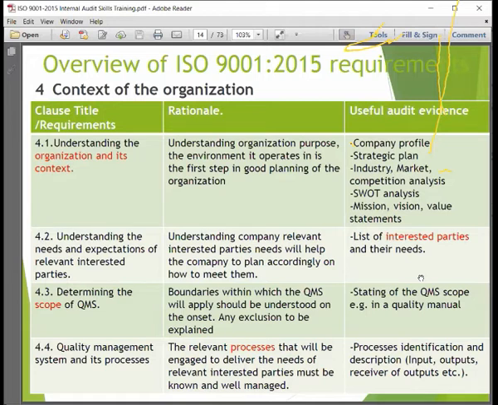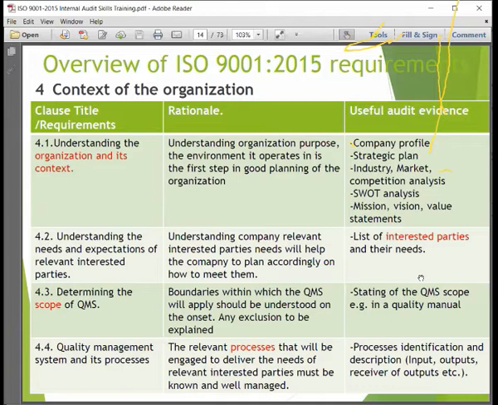And we did this in the awareness. Understanding organizational purpose and the environment it operates in is the first step in good planning of the organization. That's where it starts. That is why the requirements and the sub-clauses, which provide more requirements about it, are there. You need to understand your purpose. You need to understand your mission. That's where mission comes in. You need to understand yourself. Then you can plan on how to fulfill your objectives.